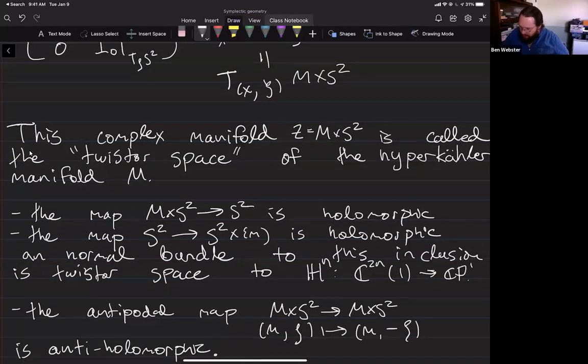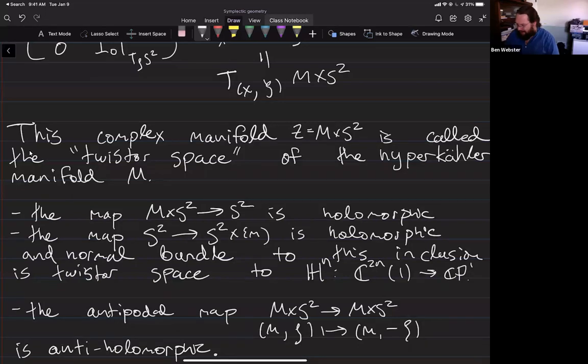And the normal bundle to this inclusion, this is worth thinking about, but the tangent space at M looks like the quaternions, right? So the normal bundle to this inclusion of S2 is going to be a vector bundle of rank 4n on S2 or on CP1. And it's actually the twistor space of H^n. It's a 2n dimensional bundle, and I just take the direct sum of 2n copies of O(1).